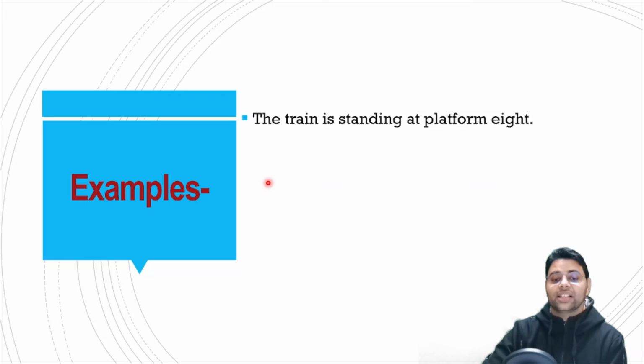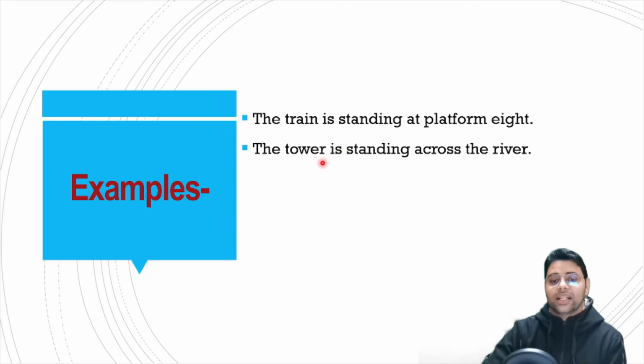The train is standing at platform 8. So the train is temporarily standing there. It is not permanent. It is there, and after a few minutes it may go from there. So it is temporary. That's why the verb is progressive and the sentence is correct. It can be expressed in continuous tense.